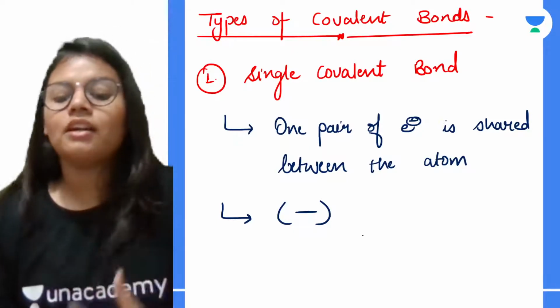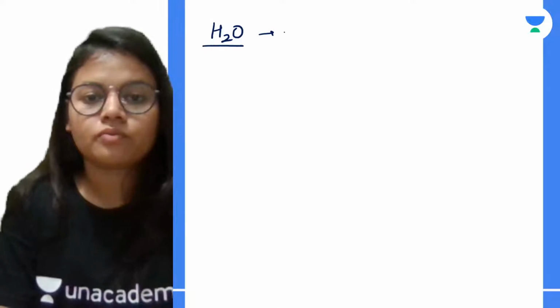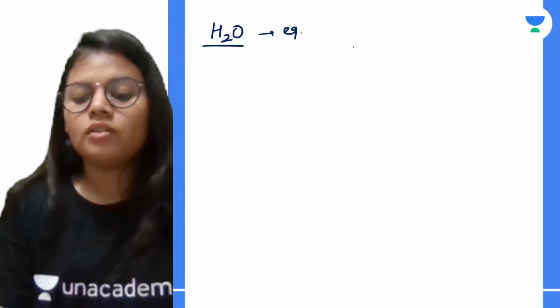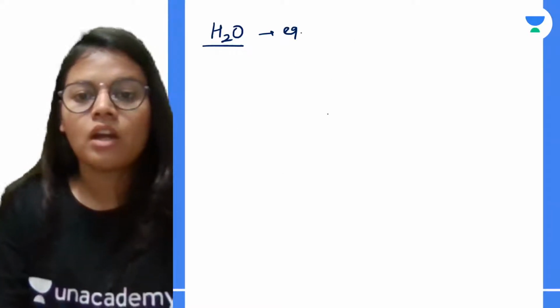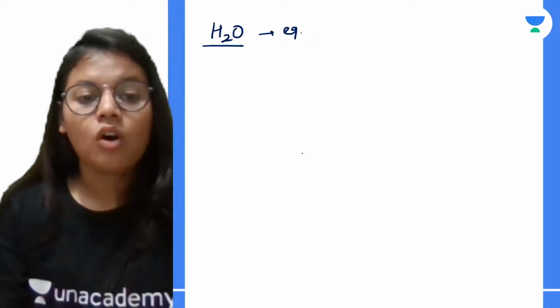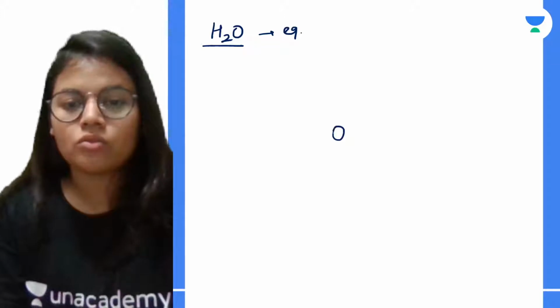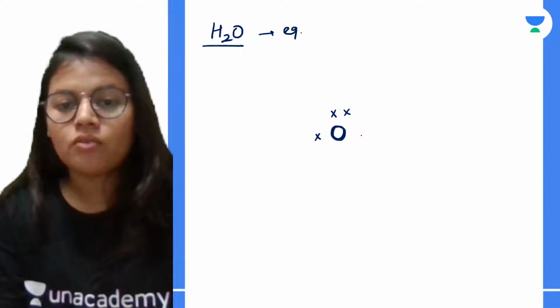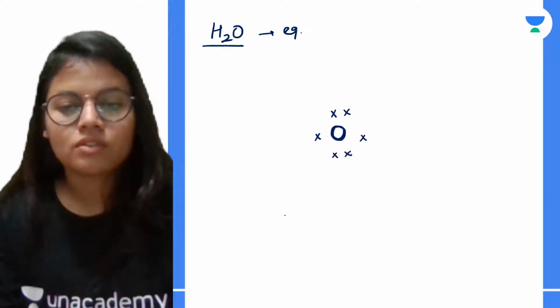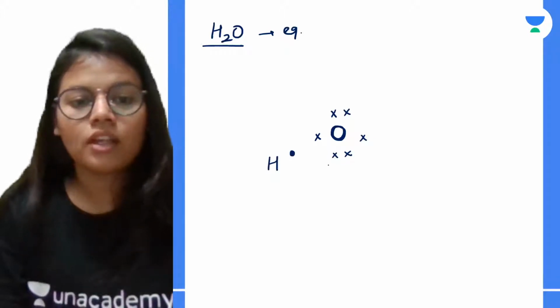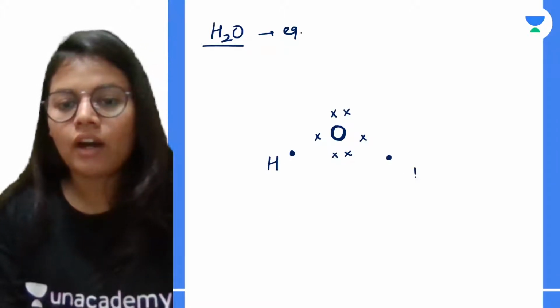चलो अभी देखते हैं single covalent bond बनता कैसे. Let's take the example of water molecule. Okay, अभी water की अगर हम लोग बात करें तो it contains oxygen and hydrogen. Oxygen के outermost shell में we are having 6 electrons. So this is oxygen having 1, 2, 3, 4, 5, 6 electrons. And hydrogen, it has got one electron in the outermost shell. So this is how we can show hydrogen.